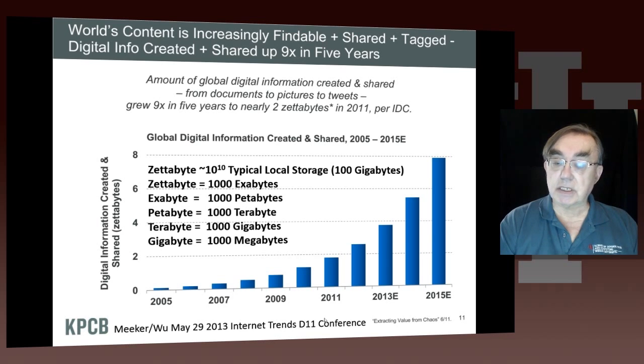Note that 1 zettabyte is about 10 to the power 10 of what you might have on the local storage of a reasonable size personal machine, 100 gigabytes. More precisely, a zettabyte is 1,000 exabytes, and an exabyte is 1,000 petabytes, and a petabyte is 1,000 terabytes. So a zettabyte is quite a large number, and it just keeps going on.